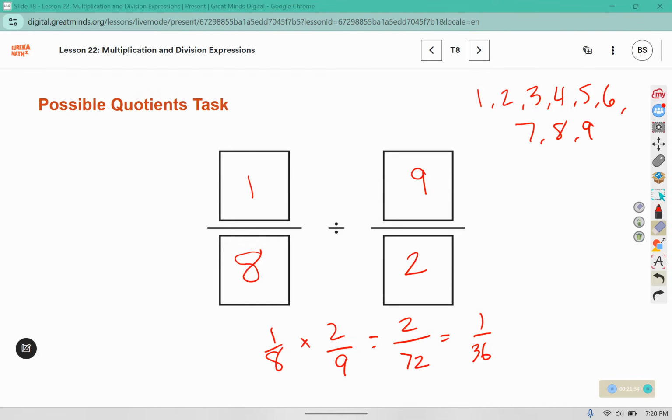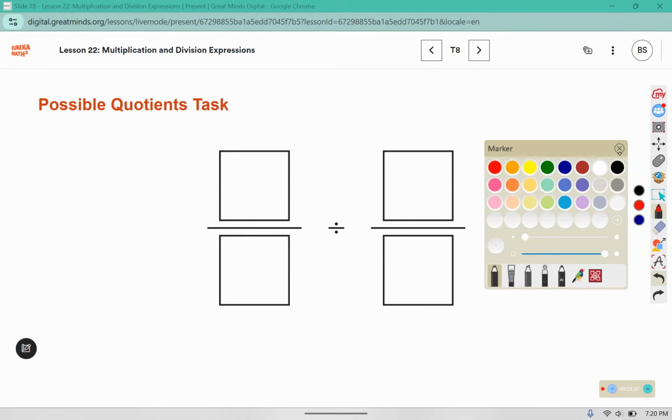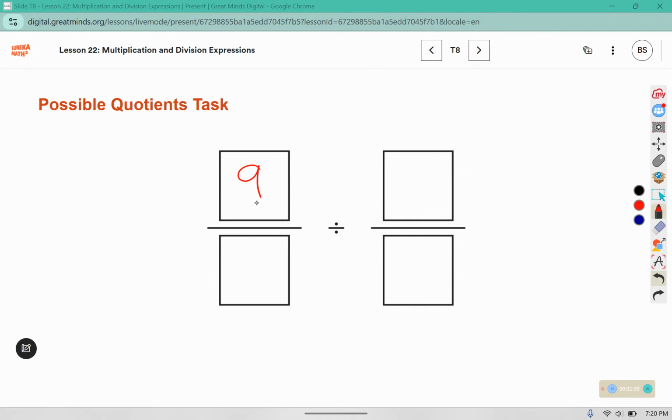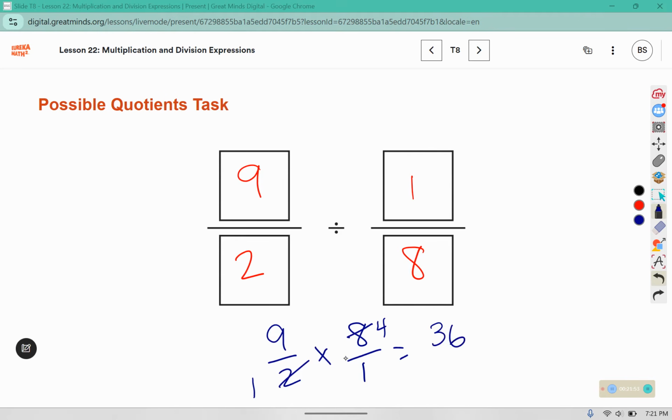How about what quotient would create the biggest? What if I swapped those? What if I did 9 over 2 and 1/8? Would that make a large quotient or a small quotient? Remember, leave, change, change. These have factors of 2 in common. 9 times 4 is 36. 1 times 1 is 1. So I was able to get a quotient of 36. Can you get something bigger?